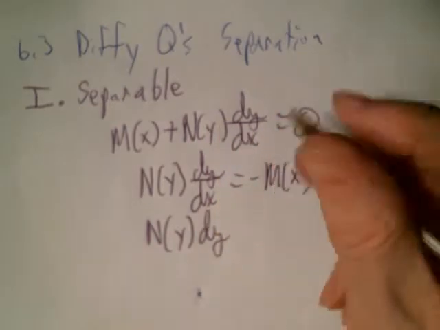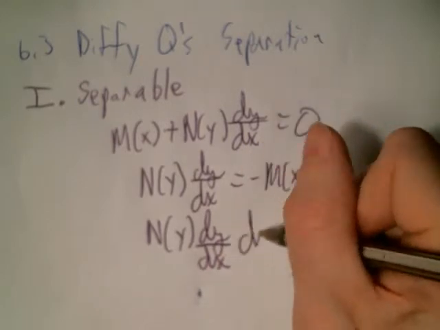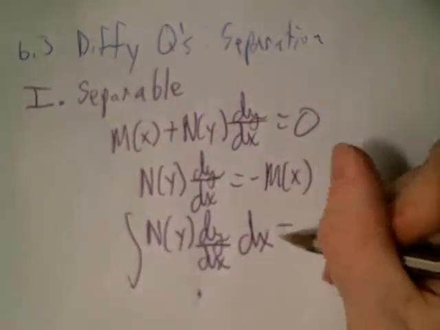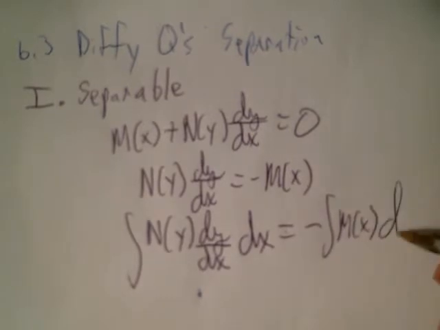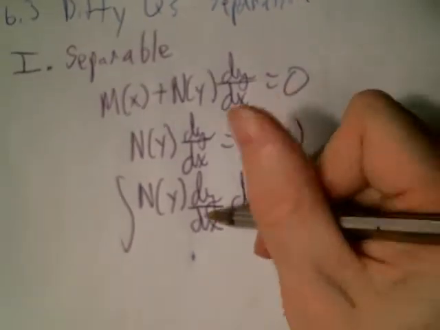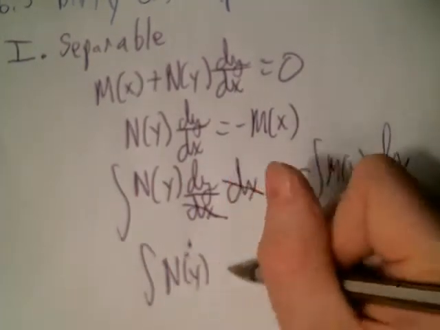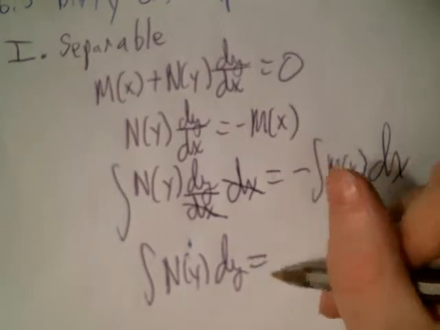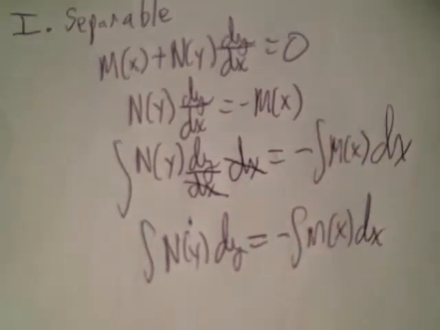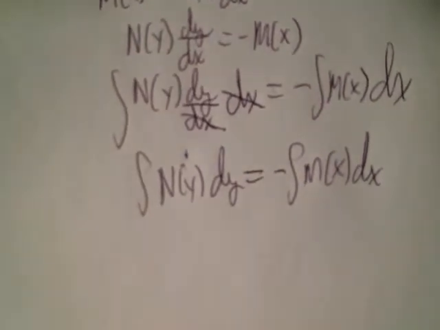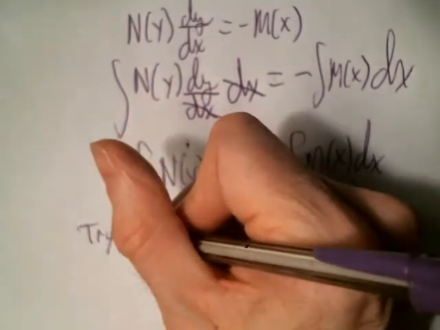technically what we're doing is taking the derivative on both sides with respect to x. Okay, so it'll look a bit like this. And then over here, these guys kind of cancel out, and you've got the integral of n of y with respect to y equals negative integral of m of x dx. And then you'll have your solutions here. You try to find an explicit solution.